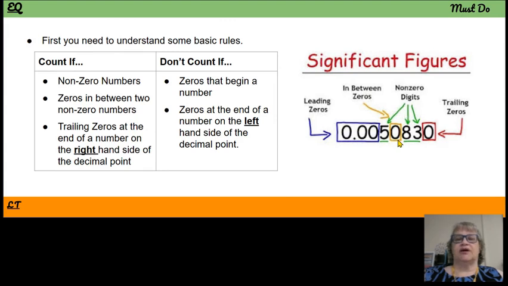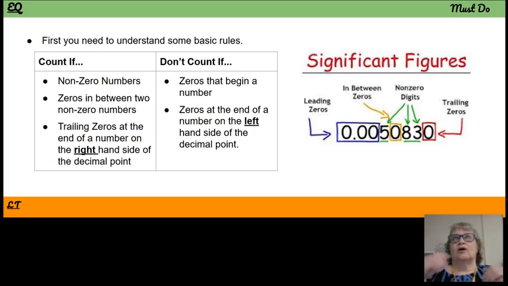It means something. And then trailing zeros at the end of a number are significant only if they're on the right-hand side of the decimal point. Here's the decimal point, and this one happens to be on the right-hand side of it, so it's actually significant. What's not significant are the zeros that begin a number. They're important, but they're not significant. And also not significant are zeros at the end of a number on the left-hand side of the decimal point.